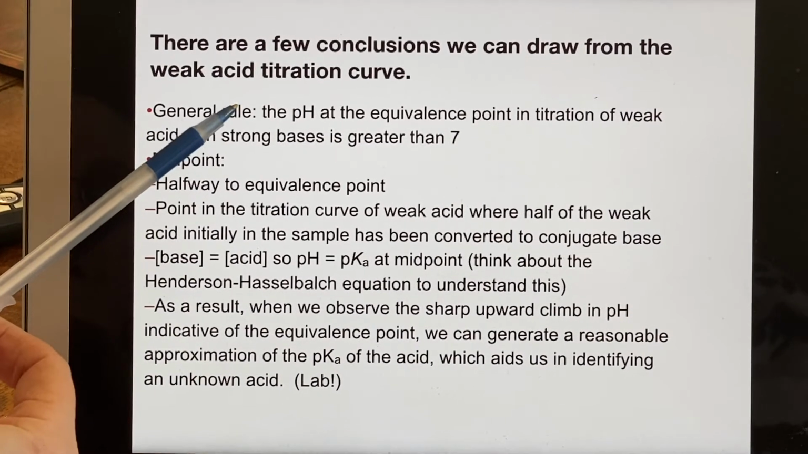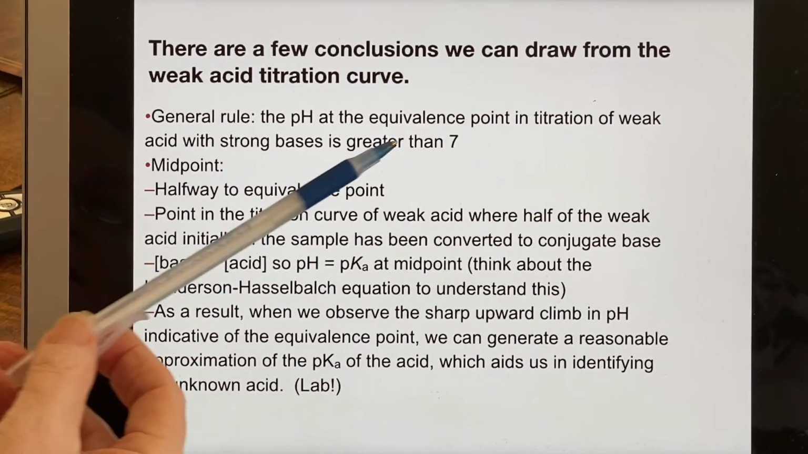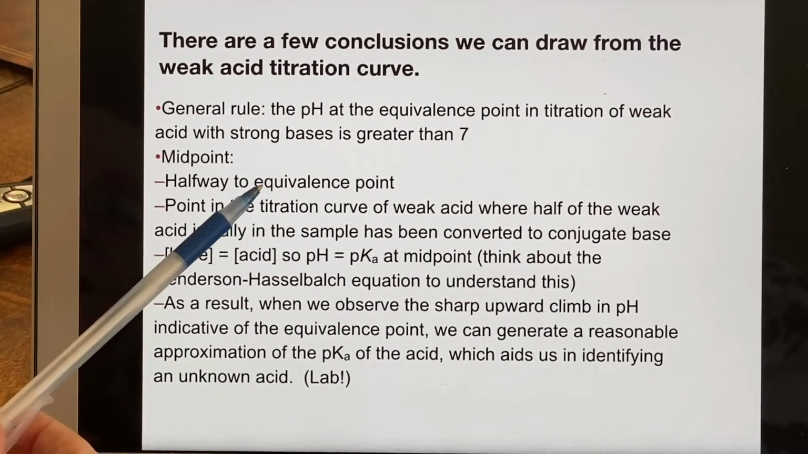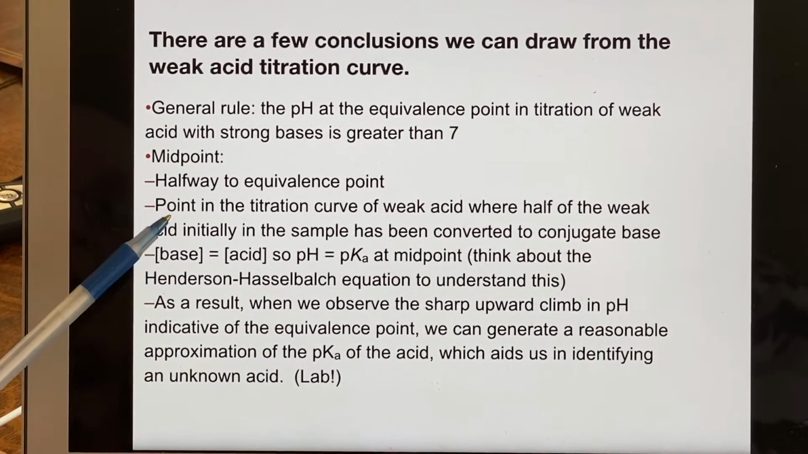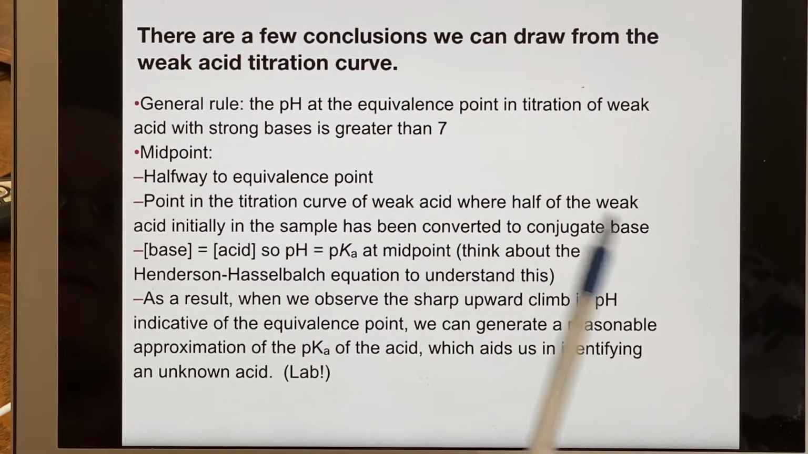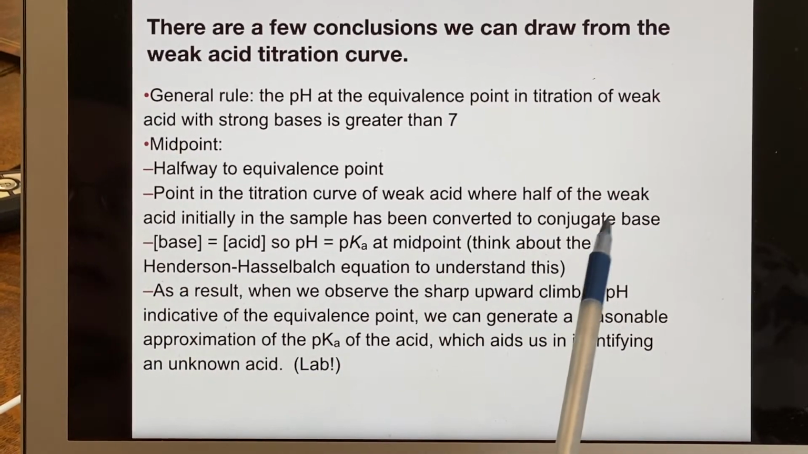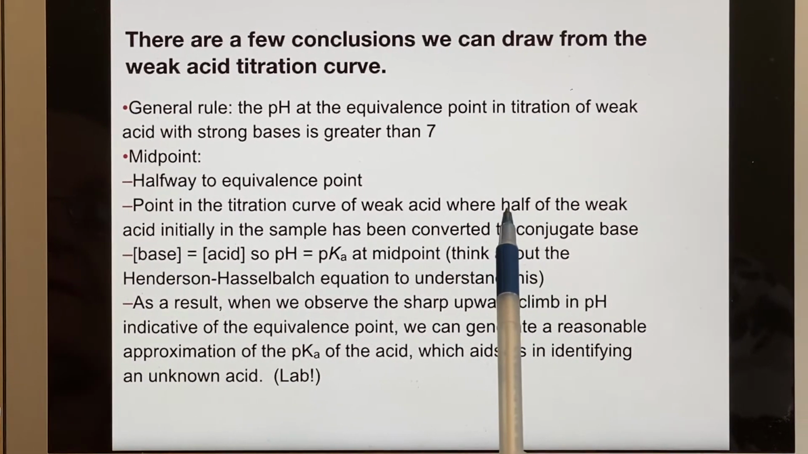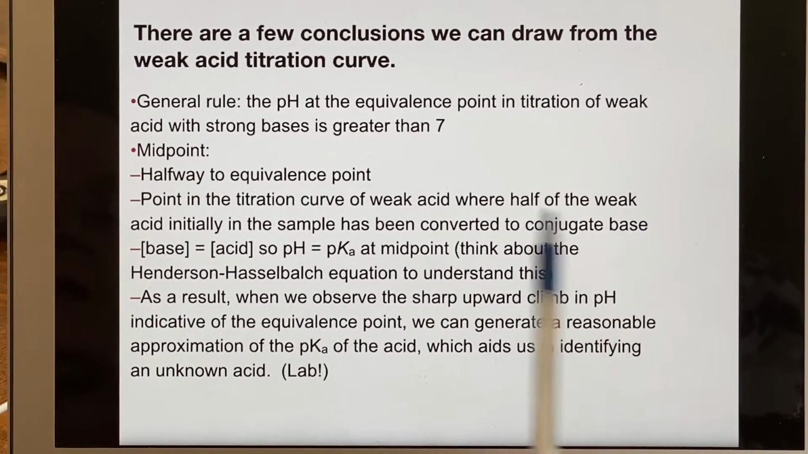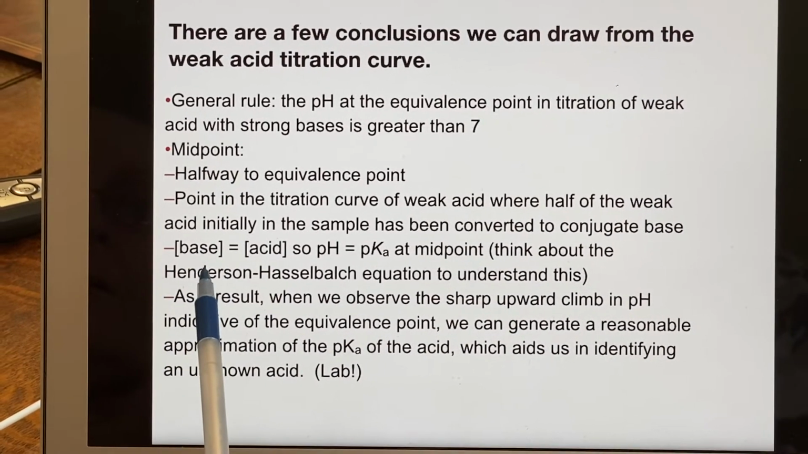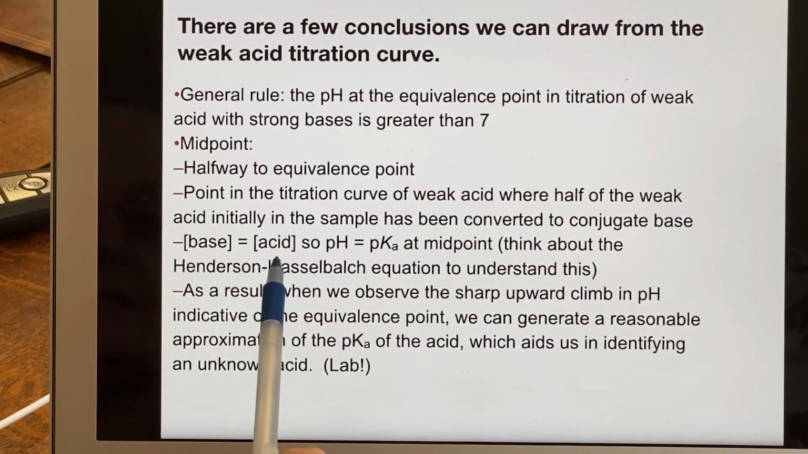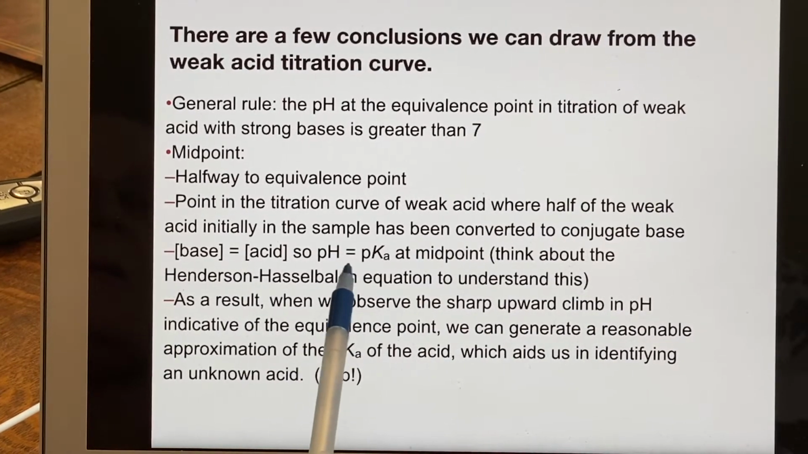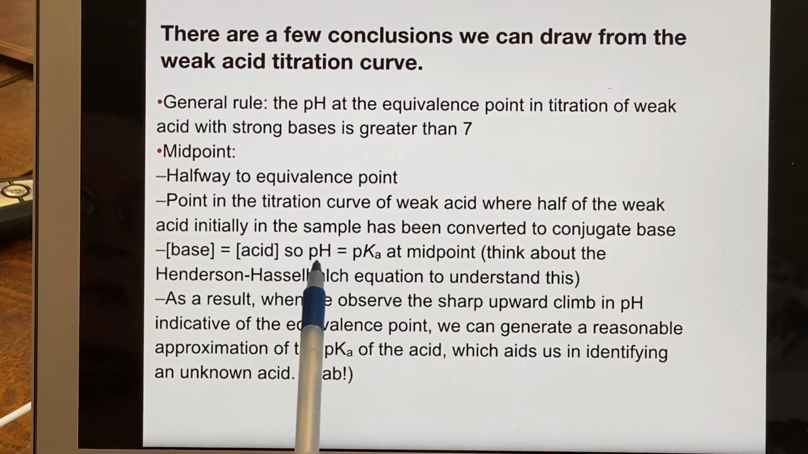The pH at the equivalence point for a weak acid and strong base is greater than 7. What's the midpoint? Halfway to the equivalence point. So half of the weak acid has been converted to conjugate base. Wait, if you used half of it, now half of it is conjugate base. So those are equal numbers. Oh, so the concentration of the base is the same as the concentration of the acid, which for Henderson-Hasselbalch means the pH is the pKa.